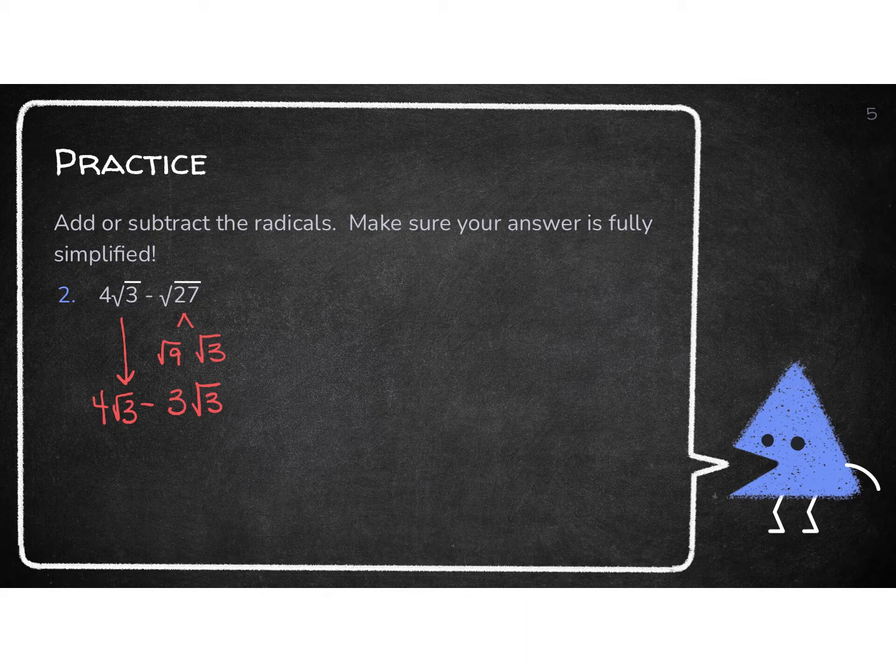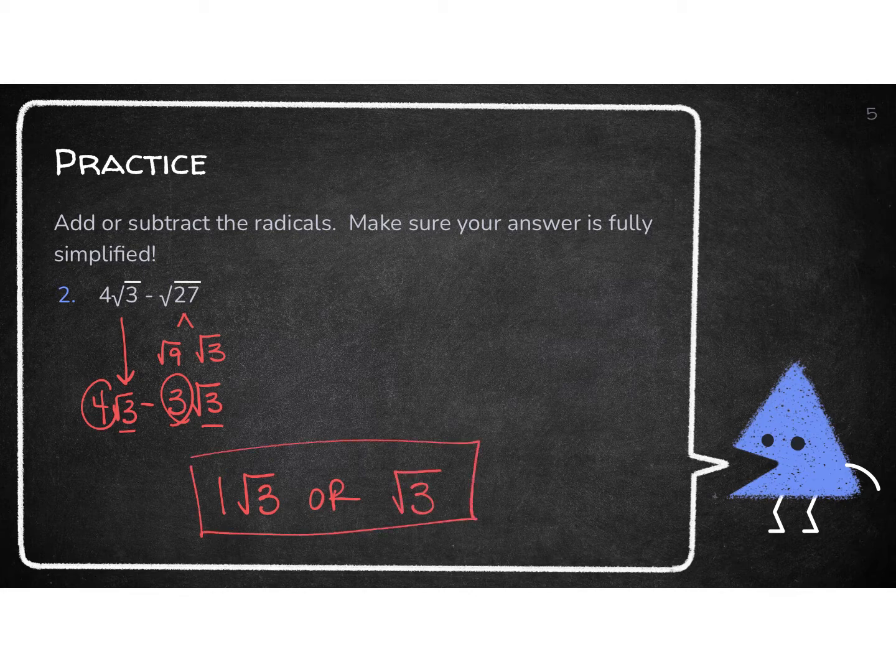Now I'm going to look at my roots. I have a square root of 3 and a square root of 3, so I know it's going to stay the square root of 3. And I'm going to do the operation with the numbers in the front. So 4 minus 3 this time is going to give me 1. You could see it this way, or you could write it without the 1, because that's just implied as 1 times the square root of 3. Either one of those would be correct.